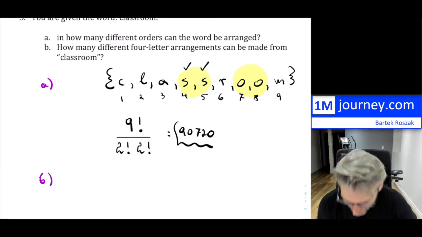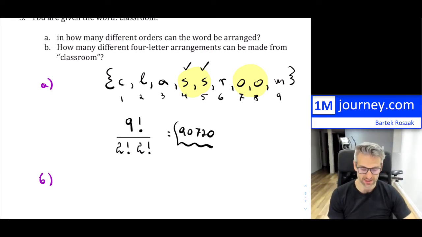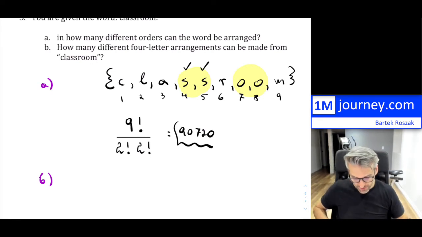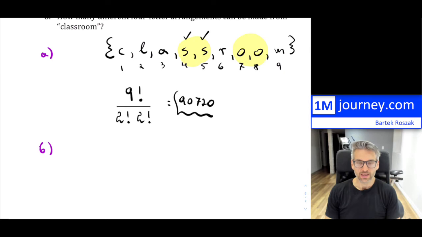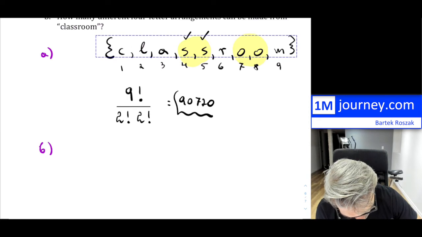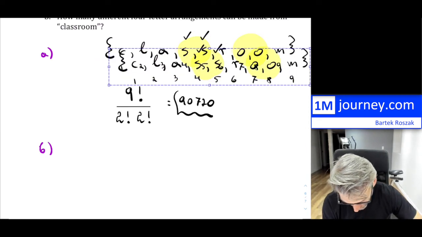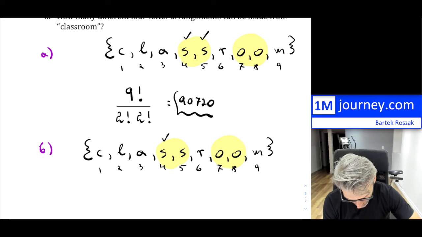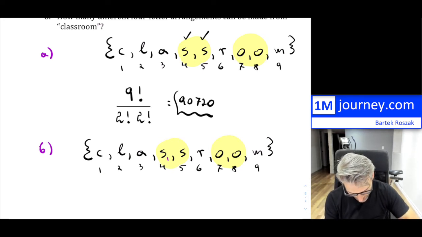Now in B, how many different 4-letter arrangements can be made from classroom? That's difficult, actually, to do. Now, if we had no repeating, so if S wasn't repeated and the letters were distinguishable in some way, then let me duplicate it here and bring it down. We would say this is S1, S2, and this is O1, O2. So that would distinguish between my letters.